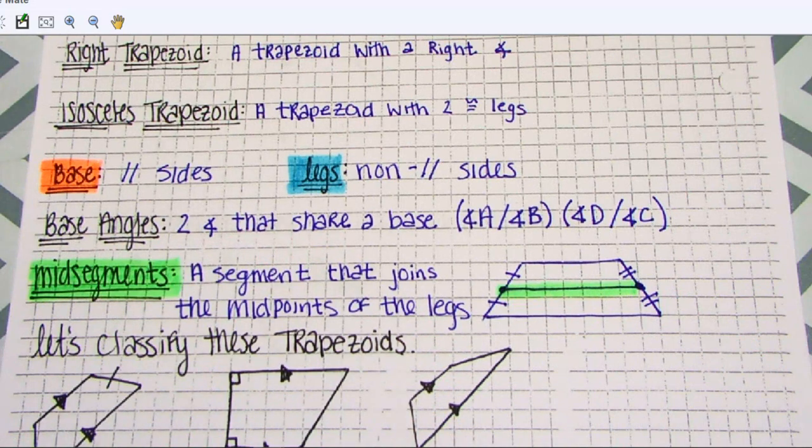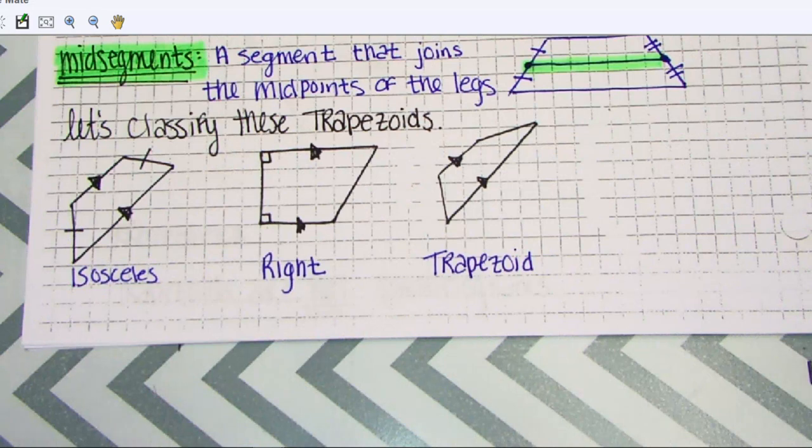So down at the bottom, take a second and just classify what kind of trapezoid you see. Be as specific as possible. If it's not right or it's not isosceles, then it's just a trapezoid. All right. So isosceles, then right, then trapezoid.